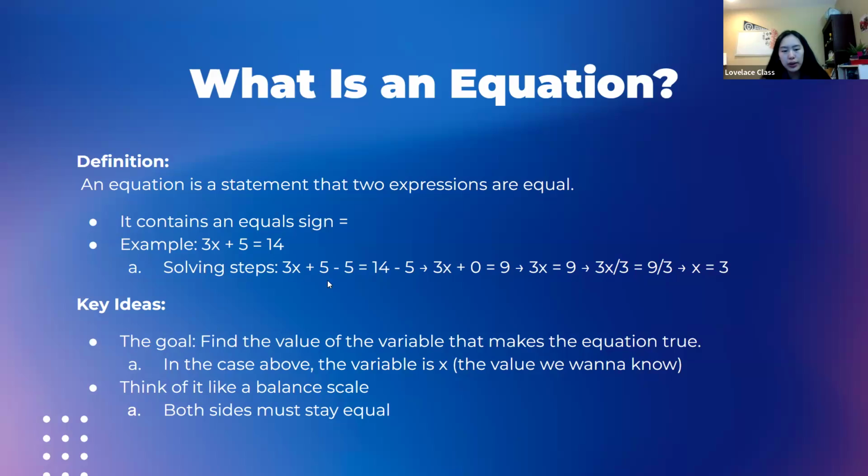So then you go 3x plus 5, and then you minus 5 to get rid of this 5 over here. But if you minus 5 on one side, you have to minus 5 on the other side, so it's 14 minus 5. So then 3x equals 9.